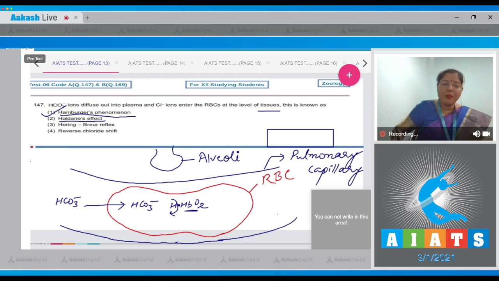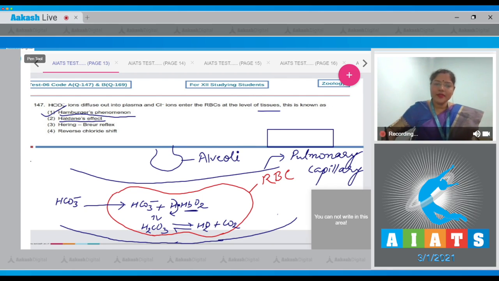H plus ion combines with bicarbonate ions to form carbonic acid in presence of carbonic anhydrase enzyme. This carbonic acid dissociates into water and carbon dioxide, again in presence of carbonic anhydrase enzyme. Now the CO2 is free to diffuse into alveoli. This effect is the Haldane effect.